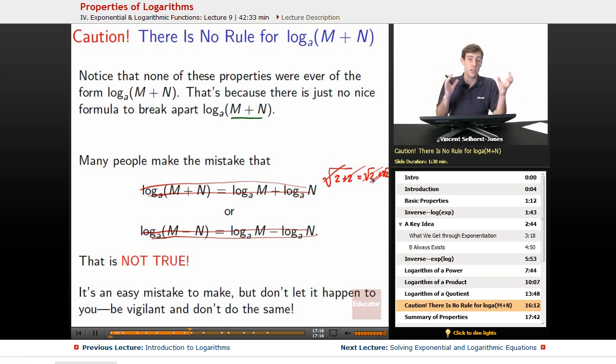You have to work out what's the logarithm of everything inside of there. There's no clean rules to do that. It's an easy mistake to wind up making, but don't let it happen to you. Be vigilant. Watch out for this. Don't make the same mistake. Remember, it only works if it's m times n or m divided by n. If it's plus or minus, there's no special rules. You just have to work it out by figuring things out, simplifying, hopefully, if you can, like they're actually numbers, but there's really no easy way around it.